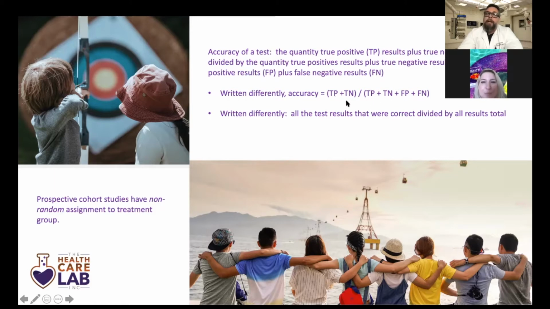Okay. So if you go back to the 2x2 table, it's all the times the test was correct. It got them right. Either made sure that they were appropriately positive when they should have been positive, negative when they should have been negative, and it's divided by everybody in the table, all the results. So that's really most of the 2x2 table and how it works.